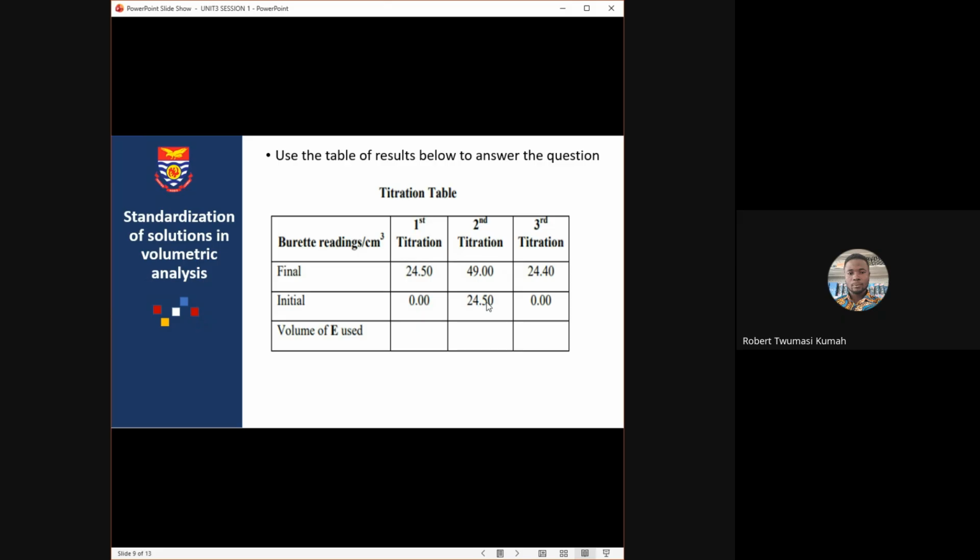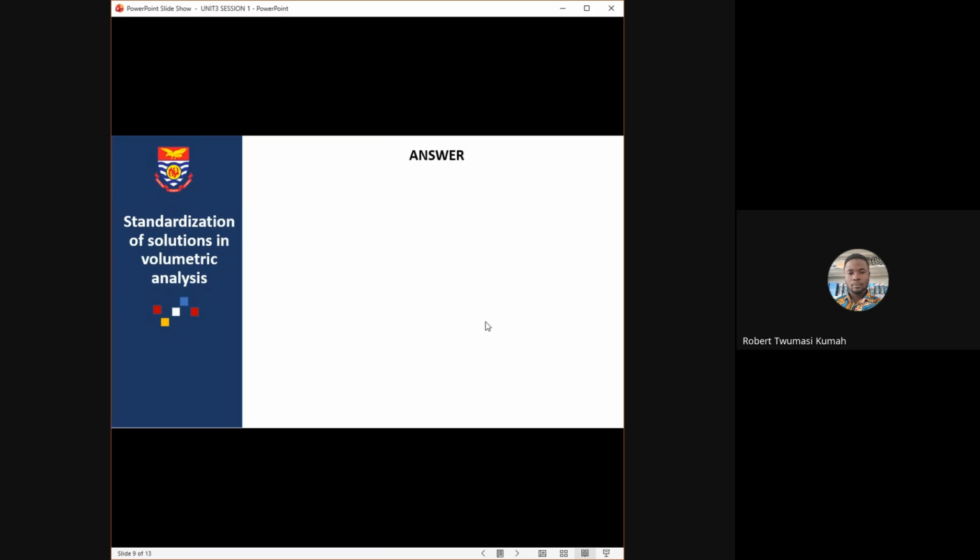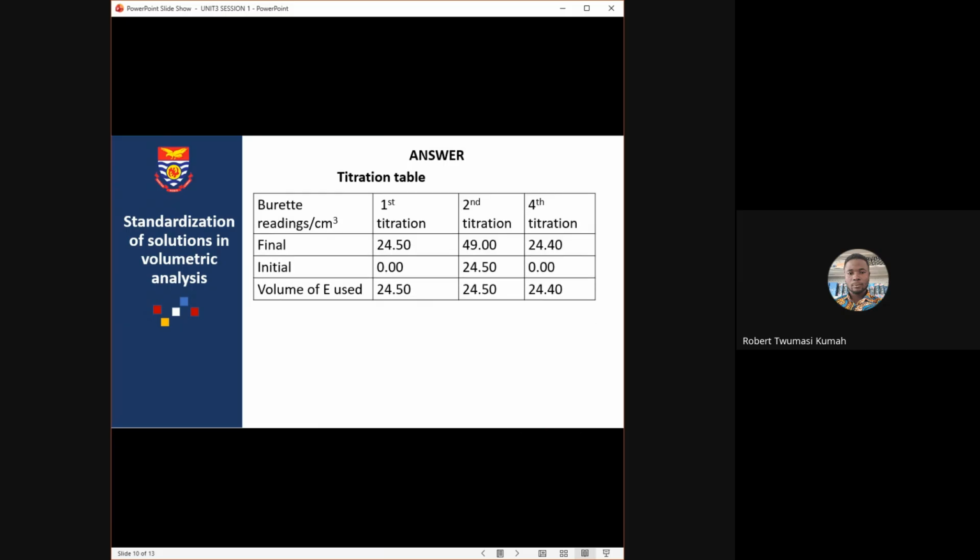He continued from there. And so the final here now becomes the starting point, or becomes the initial here. However, after this titration, the person decided to take it back, added some to it to make it 0.00. And that's why we have these values in the table. So then if we are to fill this table, we just subtract this from this, and this from that. So let's look at it. When we do those subtractions, we have these values.